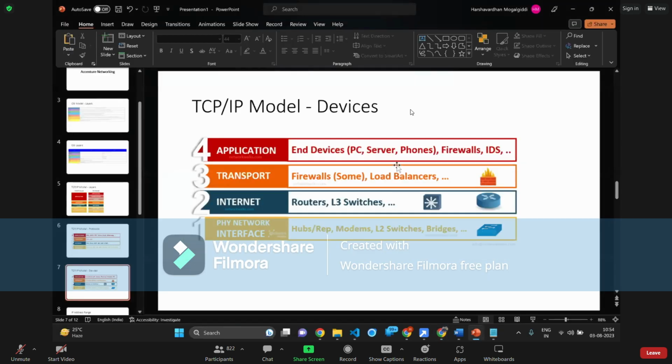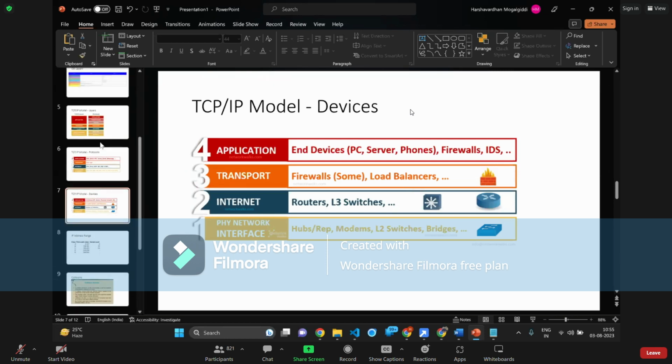So your load balancers are part of your transport layer. Now in the application layer, you've got end devices, obviously, like your PC, your server, your phones, and your intrusion detection systems, your firewalls, etc.